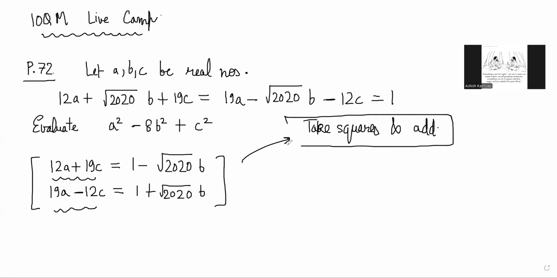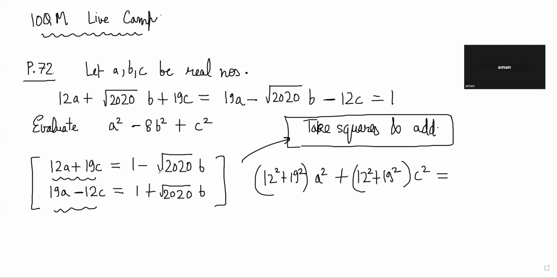Take squares and add. So both sides square. Squares will do one thing. It will make all the 12 square plus 19 square into A square, plus 12 square plus 19 square into C square. And then the AC term will get cancelled, right? What will happen here? You'll get 1 square plus 2020B square and 1 square plus 2020B square. So basically you would have 2 plus 4040B square.